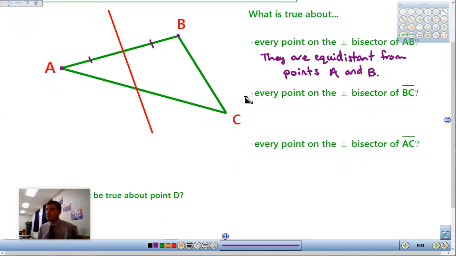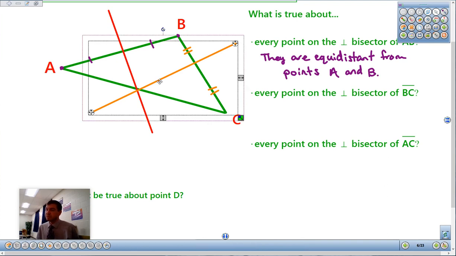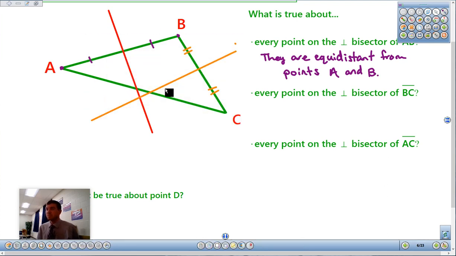What is true about every point on the perpendicular bisector of BC? Okay, we're going to try to find the middle. I'm trying to make it perpendicular. I know I'm not in the middle right now. Start with perpendicular, then I have the ability to move this. If you're doing this on your own, to keep things simple, you would use a ruler to find the middle.